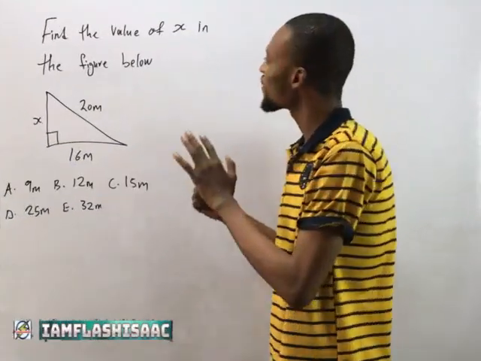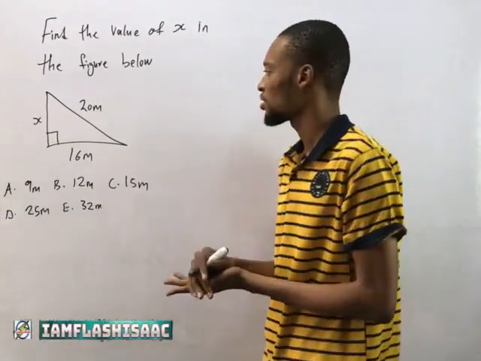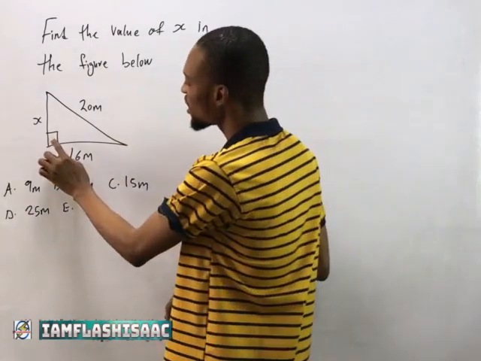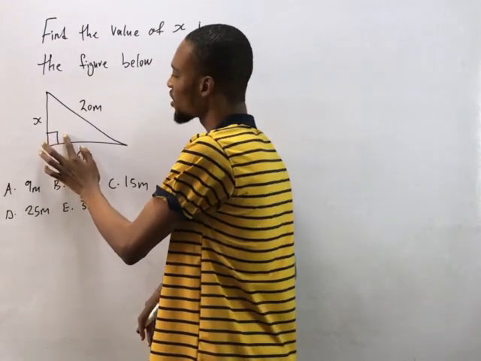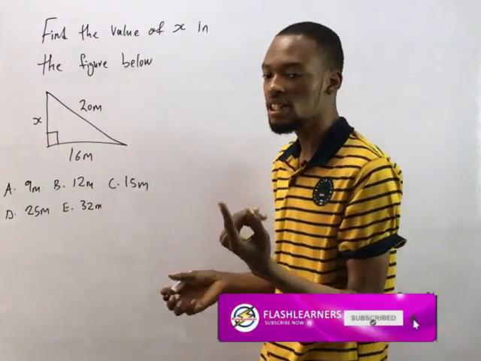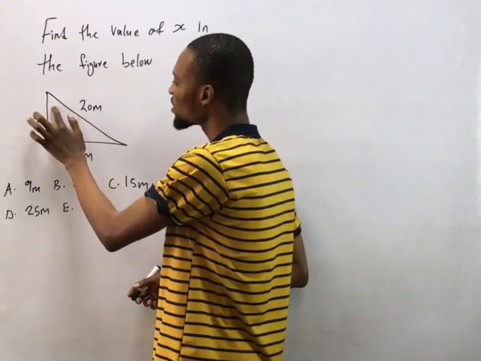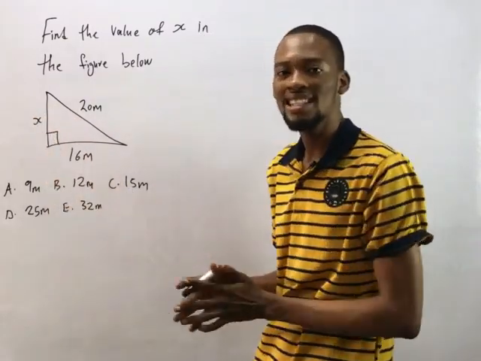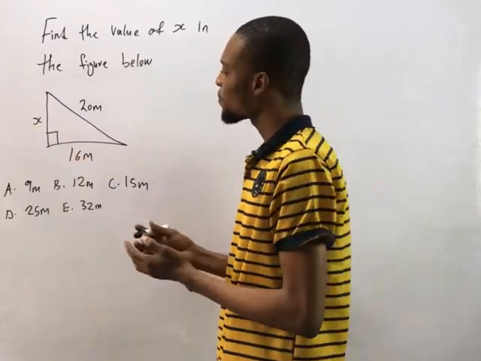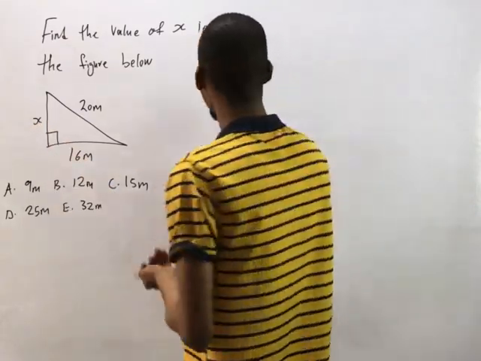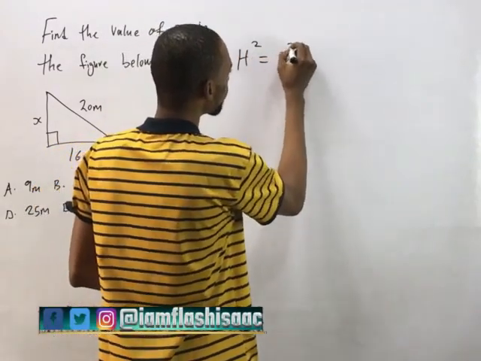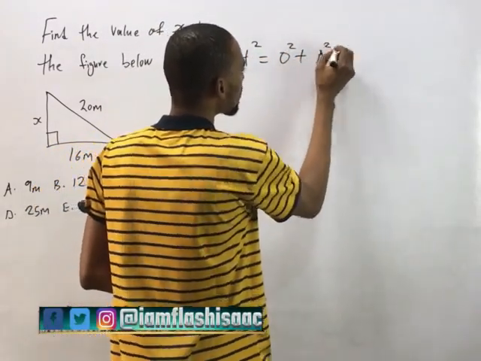So you find the value of S in the figure below. This figure is simply a right-angled triangle because one of the angles is 90 degrees. This is 90, and the total angle in a triangle is 180 degrees. 90 plus the angle here plus the angle here will simply give you 180 degrees. To look for the value here, we simply use the Pythagoras Theorem. Pythagoras Theorem simply says that h square is equals o square plus a square.